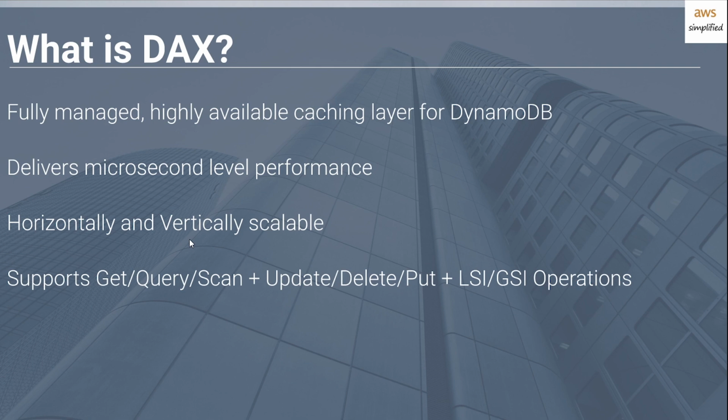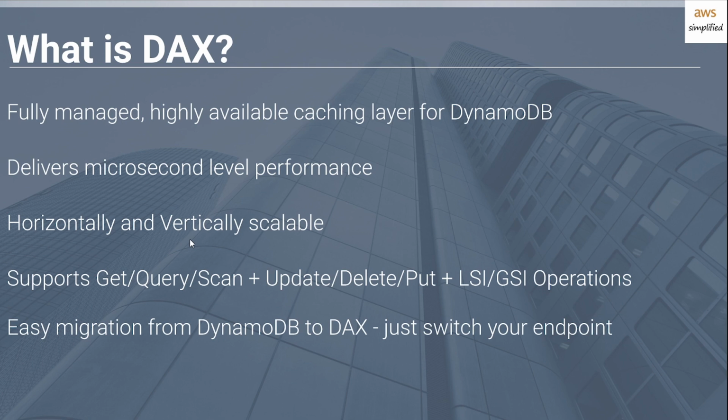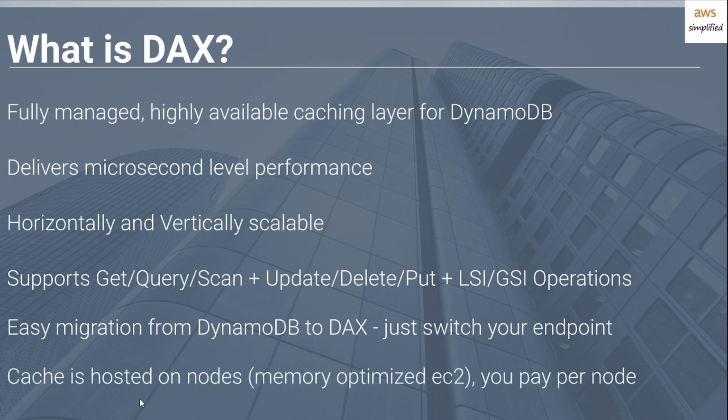We'll get more into that in the next few slides as well. So DAX by default supports get, query, and scan operations on the data retrieval side, and update, delete, and put operations on the data modification side. It also supports caching for LSI, GSI operations, and any range key operations that you're doing when performing queries. It allows for easy migration from just your standard vanilla DynamoDB to DAX. Typically, you just have to switch out your SDK that you're using, and then you just switch the endpoint to point to the DAX cluster as opposed to the Dynamo table. And finally, like I was mentioning before, your cache is hosted on multiple nodes in a cluster, which are actually just memory optimized EC2 instances, and the cost model is that you just pay per node. There's no additional costs that are incurred as a result of using DAX. You just pay for the hardware.